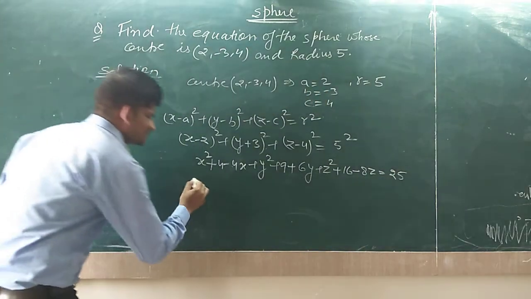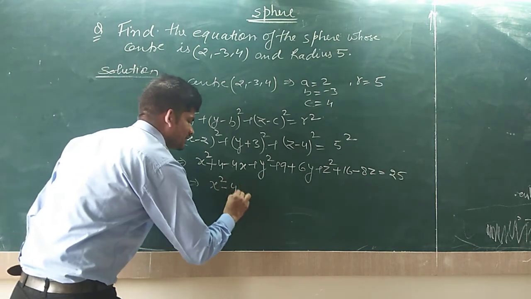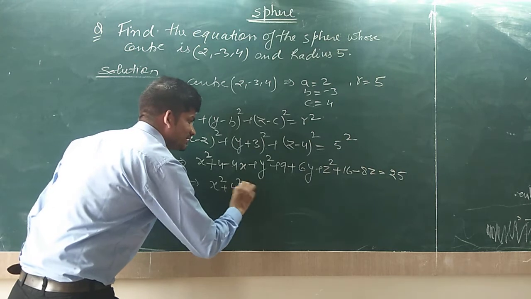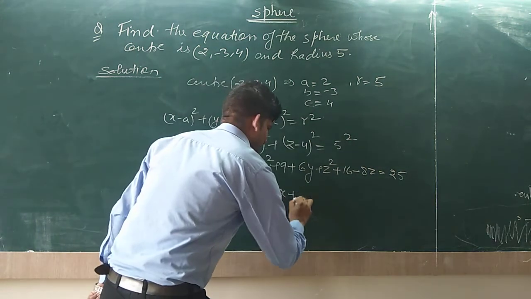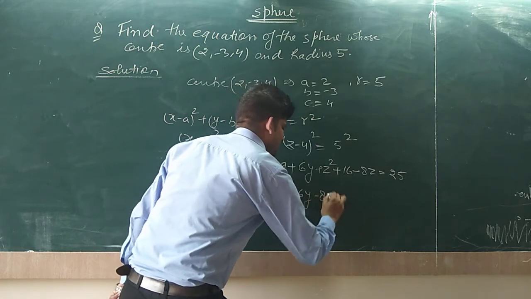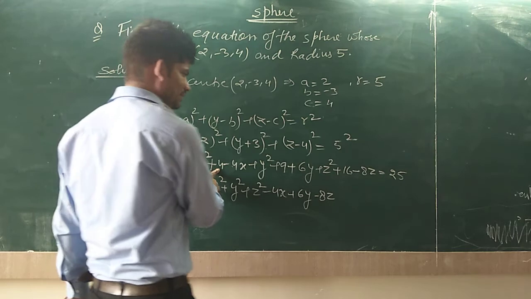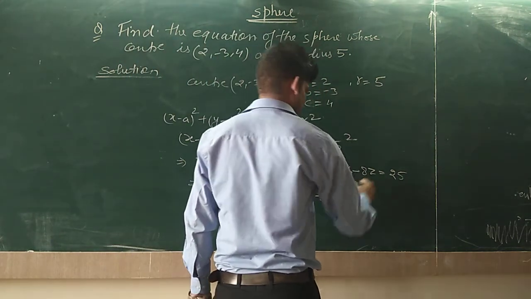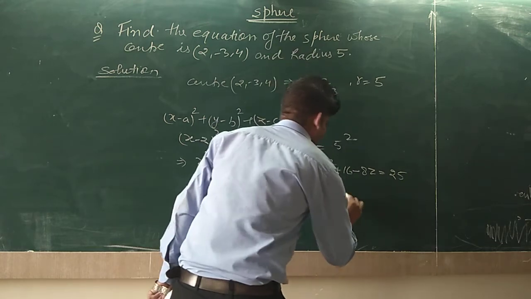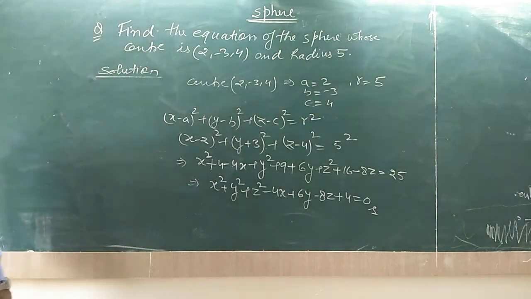Then the equation of the sphere is x square plus y square plus z square minus 4x plus 6y minus 8z, and 9 and 4 is 13, and 16 is 29, 29 minus 25 is 4, equal to 0. This is the answer of this problem.